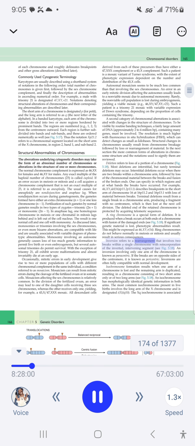Inversion refers to a rearrangement that involves two breaks within a single chromosome with reincorporation of the inverted intervening segment, see figure 5-18. An inversion involving only one arm of the chromosome is known as paracentric. If the breaks are on opposite sides of the centromere, it is known as pericentric. Inversions are often fully compatible with normal development.